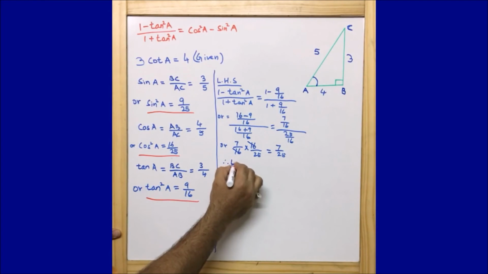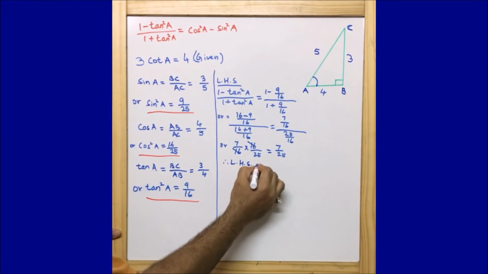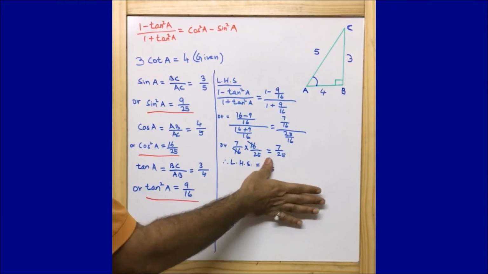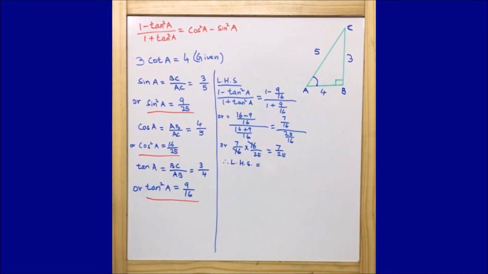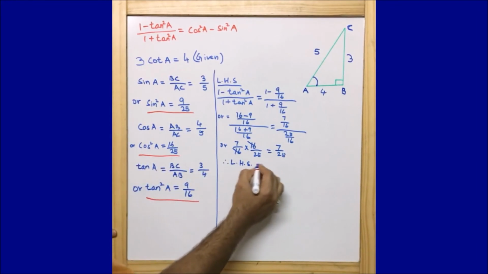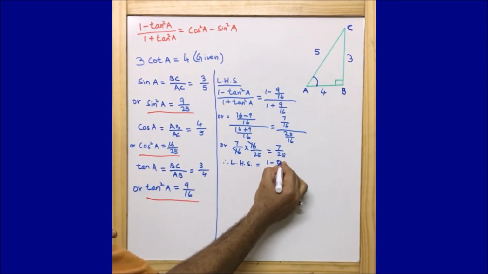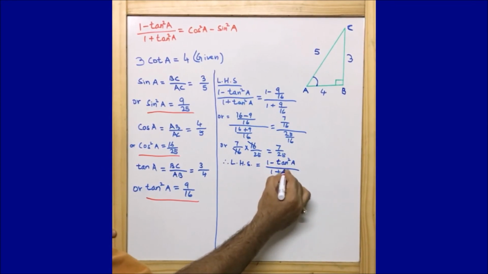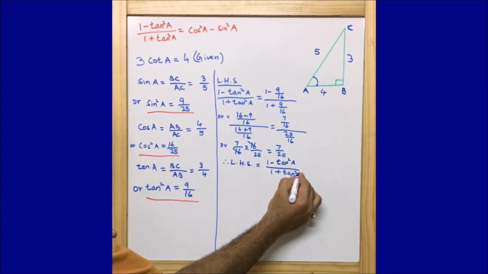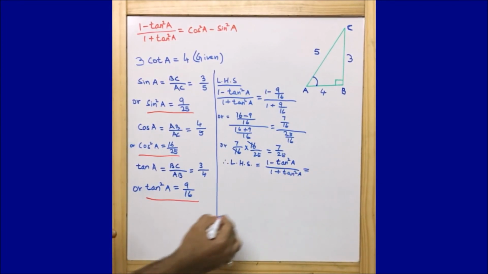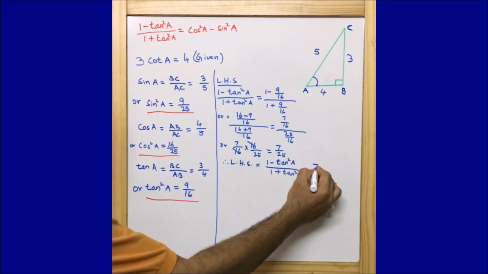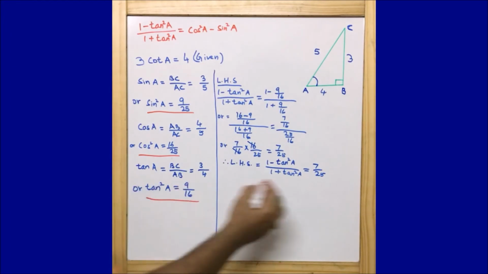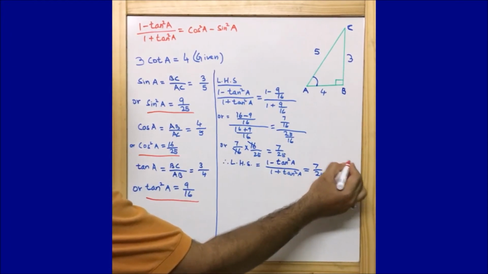Therefore, what we got for the left hand side is 7 by 25. Actually we should write it like this in the exam also: left hand side is equal to 1 minus tan square A upon 1 plus tan square A. We need to be very particular while writing these things in the exam, so that a single mark will not be deducted, is equal to 7 upon 25. This is what we got in the left hand side. Now let us mark it as equation 1.